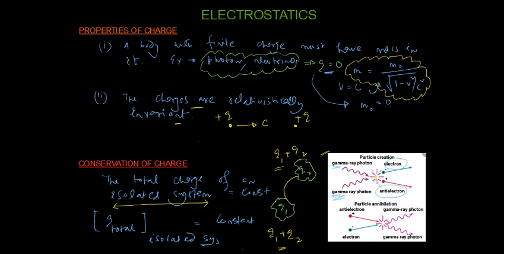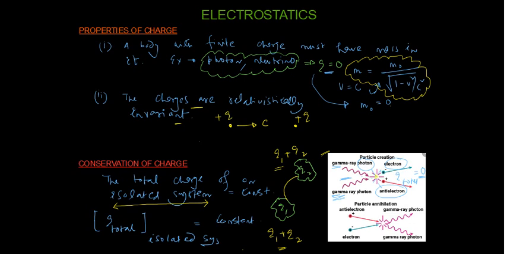So what is the total charge of the system? Electron is minus, positron is plus. So Q total is equal to 0. Photon is neutral, so the initial charge of the system is 0. The final charge of the system is 0. It follows conservation of charge.